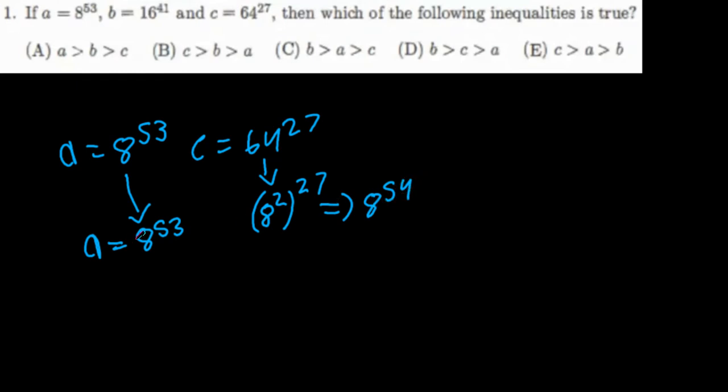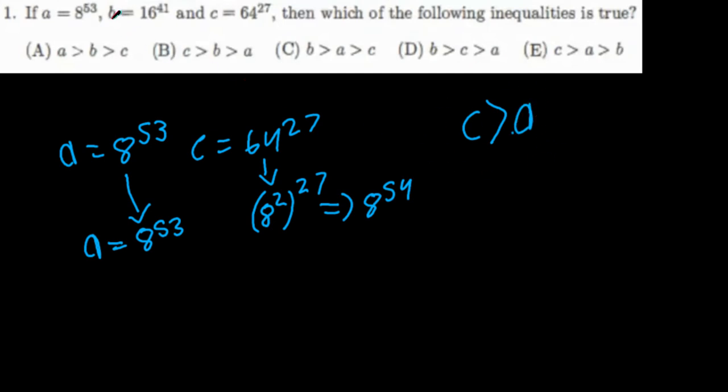Now we have both a and c with the same base number, so we just have to look at the exponents. Which number is bigger now? We have an exponent of 53 here, but an exponent of 54 over here. So that means c is bigger than a, even though we don't have to calculate the actual number. So we can write the inequality: c is greater than a. Okay, now we have found that.